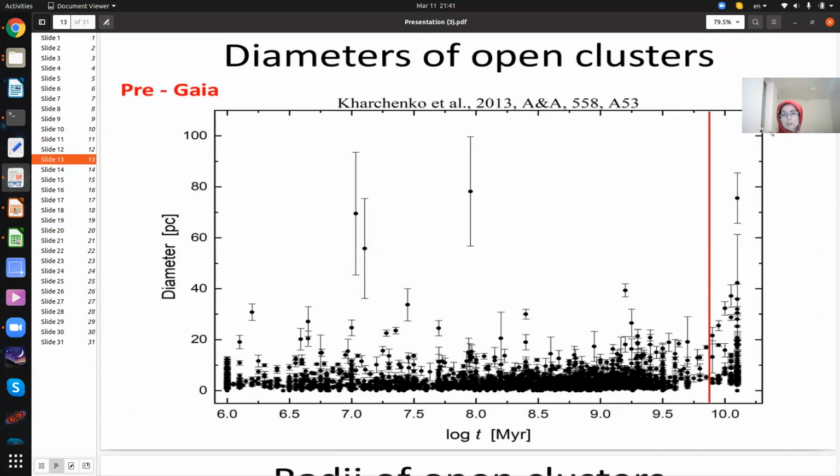Here we can define the diameters of open clusters. As you see, most of the clusters are less than 10 parsec in diameter, but in different ranges of age. Look at T, which defines the age. It is in million years. And these are globular clusters, but among open clusters, most are less than 10 parsec in diameter, as you see here, and just a few open clusters are above 10 parsec.